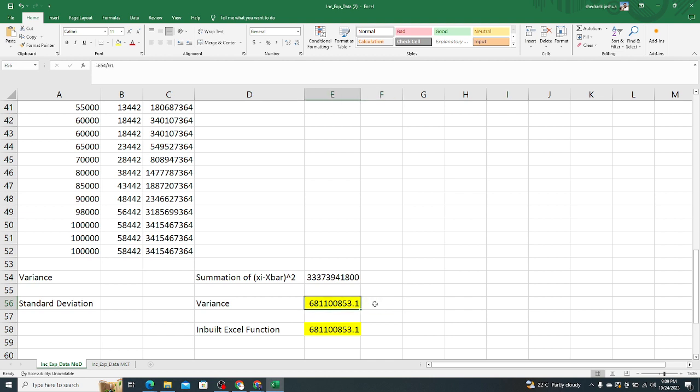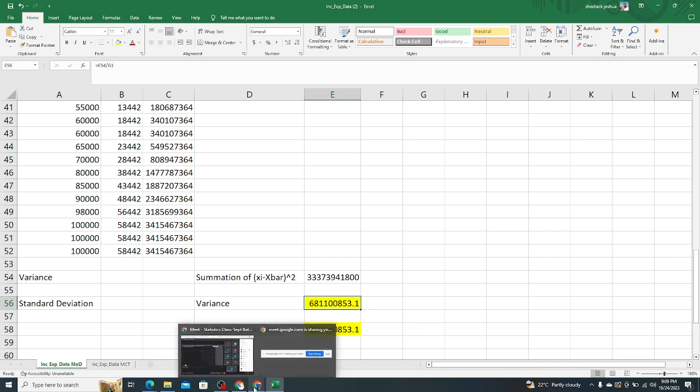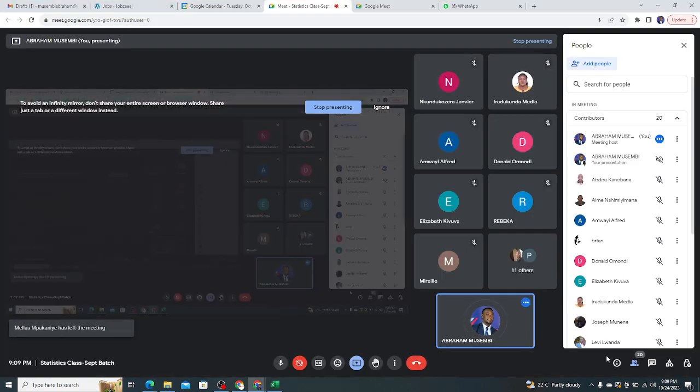Now what does this value mean? That's a question to the class. What does this value of 681 million mean? Someone?